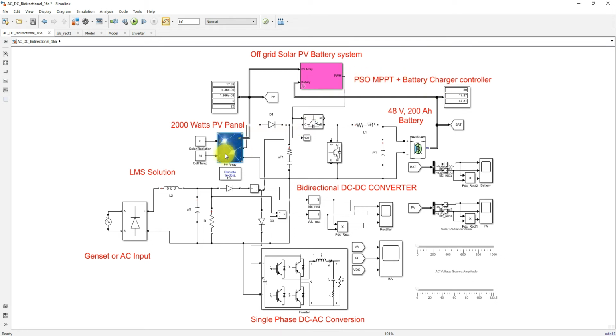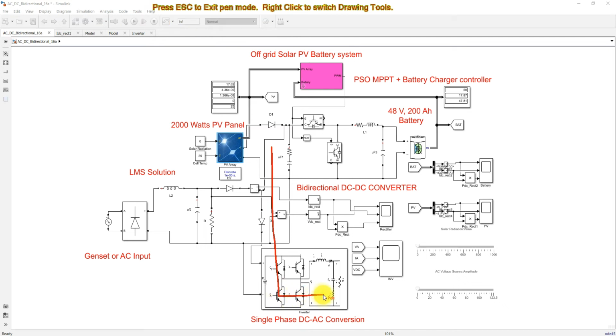This solar PV output is going to be connected to the single phase DC to AC conversion element. That means the output of solar PV is directly fed to the AC load, or home load, and also the solar PV output will be directly connected to the battery via this bidirectional converter. So the solar PV is going to be used to charge the battery as well as supply the single phase AC load via single phase DC to AC conversion.